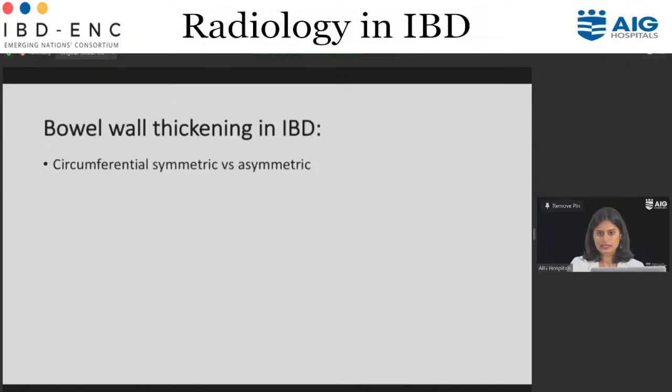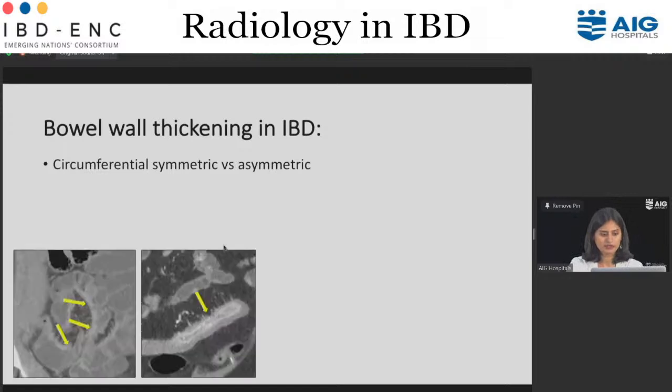And when you see a segment of bowel with thickened walls, we'd like to see if it is a circumferential involvement, whether there's symmetric involvement of bowel thickening, like in the second image. And if it is asymmetric, like in the first image, where you see that the mesenteric border is more thickened and in fact has become shorter, throwing the anti-mesenteric border into folds or pseudo-sacculations.